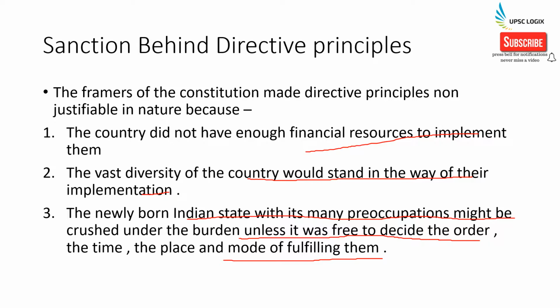So the constitution makers, taking a pragmatic view, refrained from giving teeth to these principles, and they believed more in an awakened public opinion rather than in court procedures as the ultimate sanction for the fulfillment of these principles.